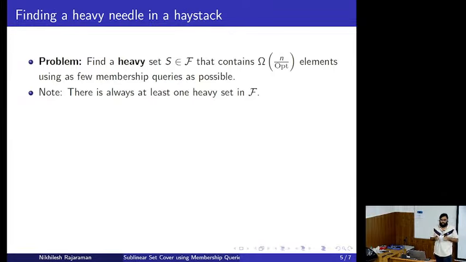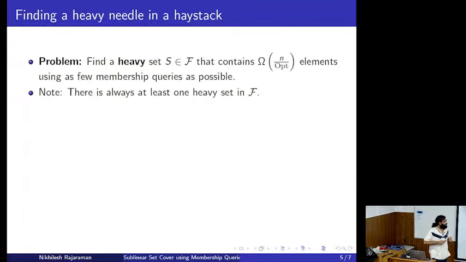So we were looking at set cover, but now instead let's look at this simpler problem, which I'll call the finding a heavy needle in a haystack problem. So the problem is as follows. Again, we have the same set cover instance and we have a membership oracle. Now the goal is, instead of finding a set cover, just to find one single heavy set.